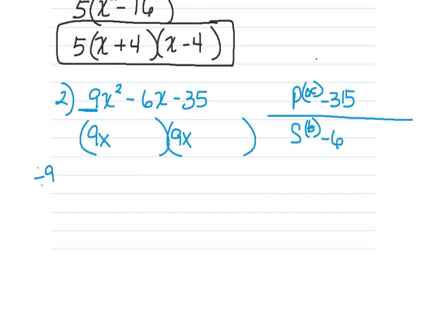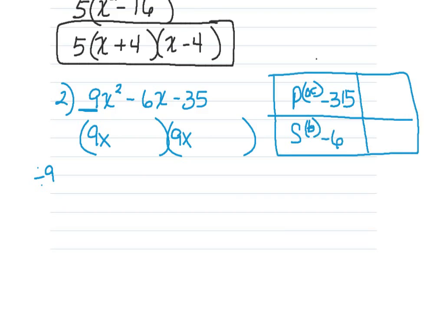Okay, so we need to go through a guess and test of all the numbers that multiply together to get negative 315. And when you add them together, their sum is negative 6. And so when we do that, we'll find our two integers are negative 21 and positive 15. Negative 21 plus 15. Okay, so let's go ahead and factor here. 9x minus 21, 9x plus 15.